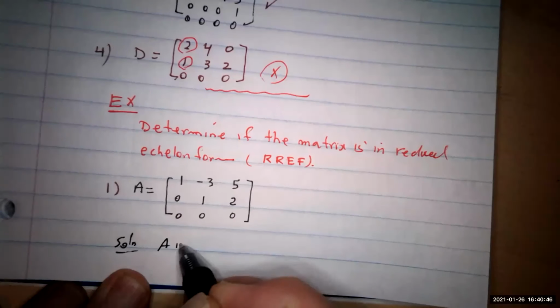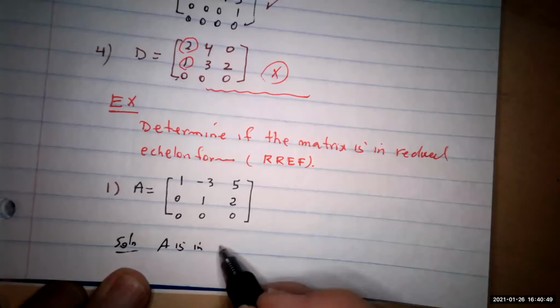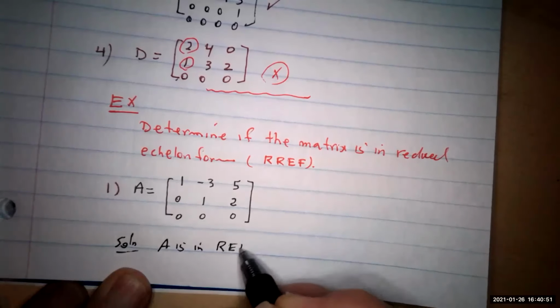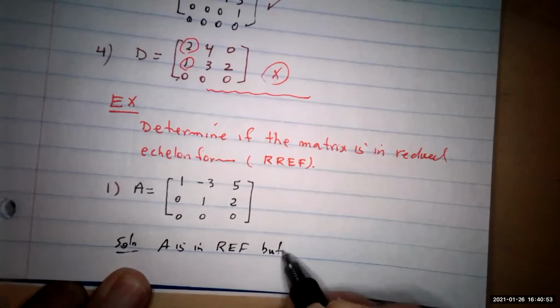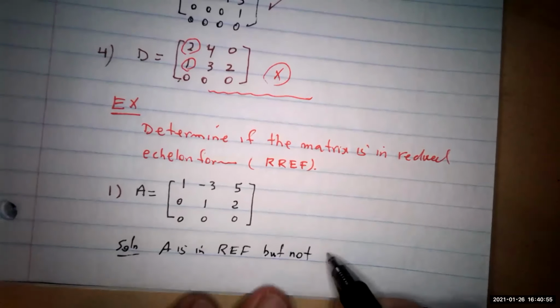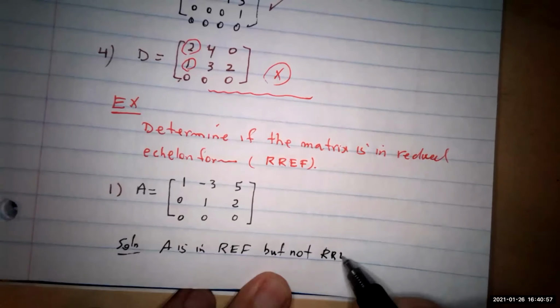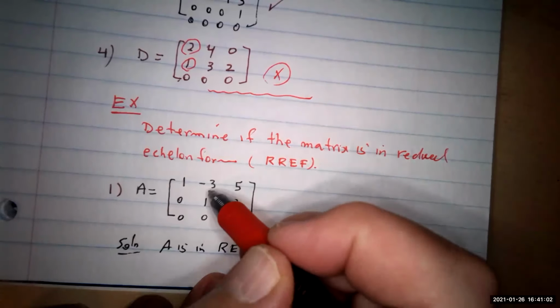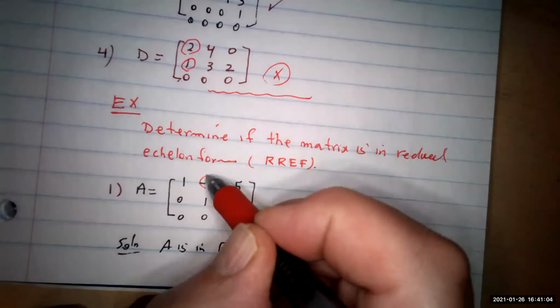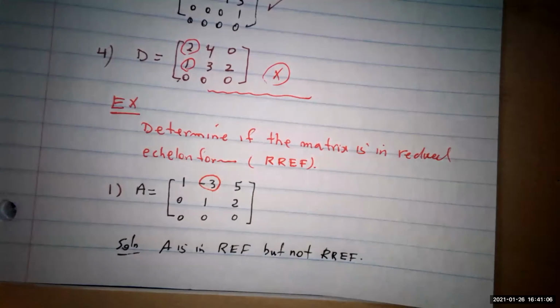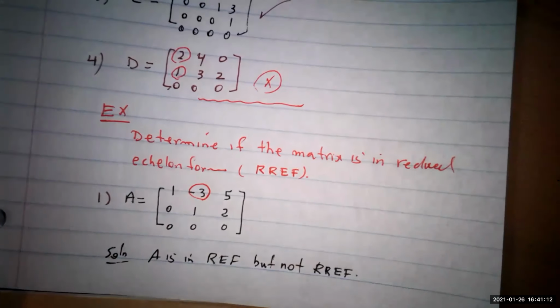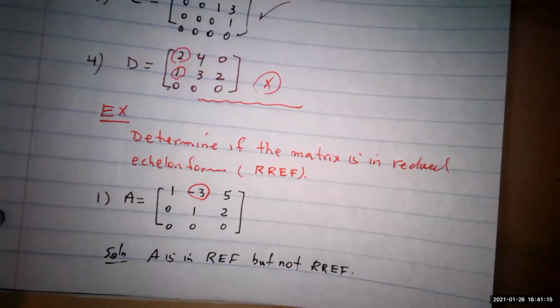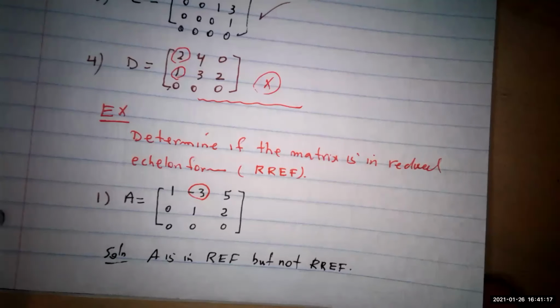A is in row echelon form, but not row reduced echelon form. Okay, why? Because this number must be 0. Anything below and above it must be 0. Okay, so this is not going to be reduced row echelon form. Okay, so give you another one.